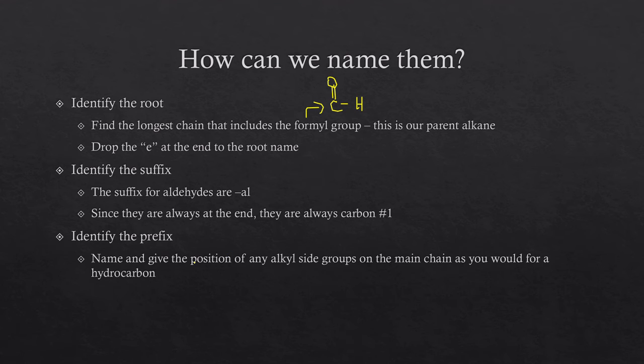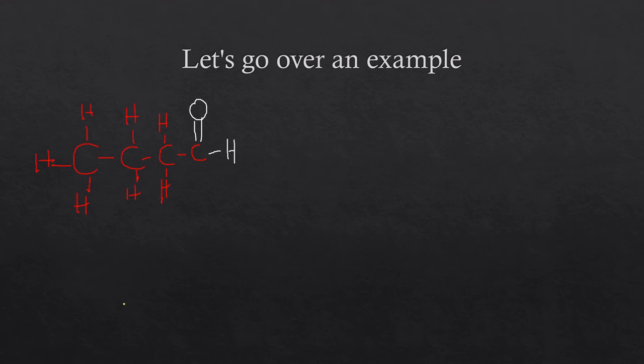Okay, now let's go over an example. Over here I've drawn a particular aldehyde, and we know it's an aldehyde because we can see the formyl group, and the formyl group is at the edge of the molecule. Now let's see if we can figure out the parent alkane. So this will be 1, 2, 3, 4. So we have a 4-carbon alkane. If we were to write it simply as an alkane, we would get butane.